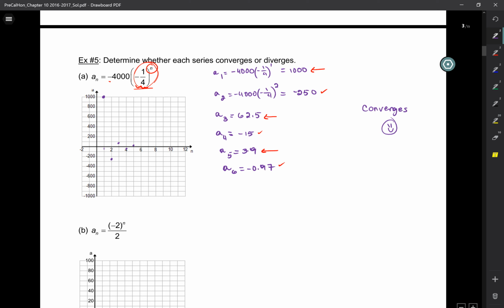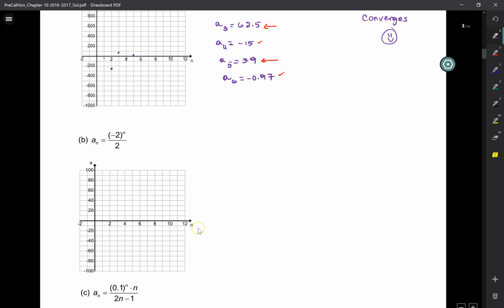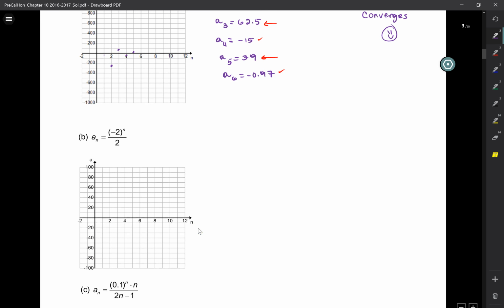Okay? All right, let's take a look at this one. If we generate the values here, now let's just take a look. Again, you have a negative number here raised to an exponent, so you can already guess now that these terms are going to alternate in sign, right?